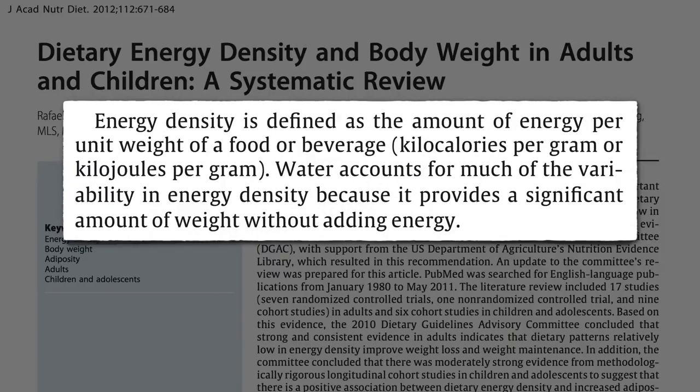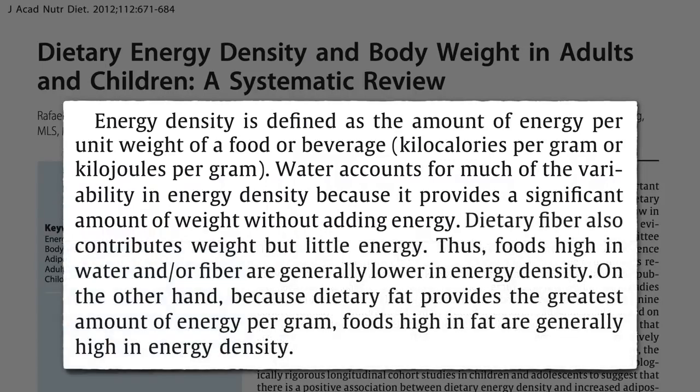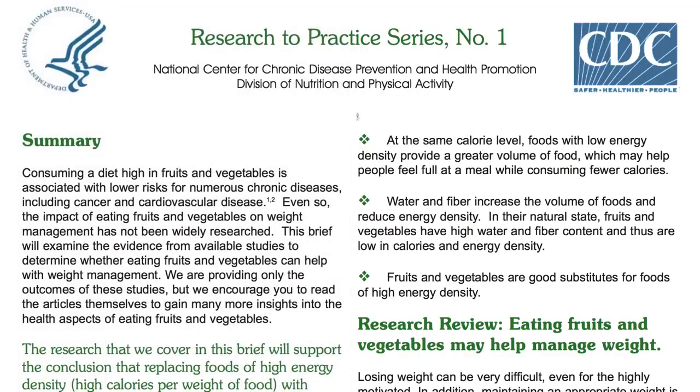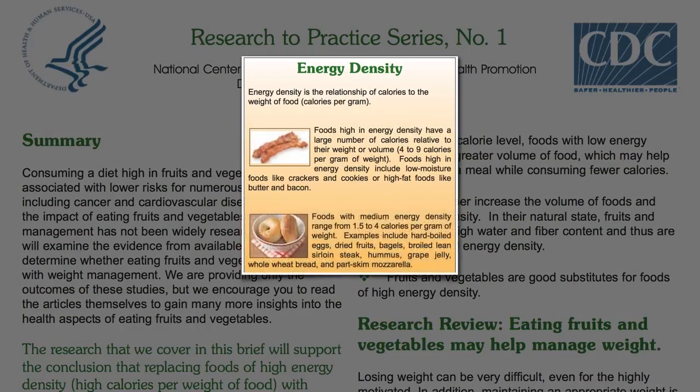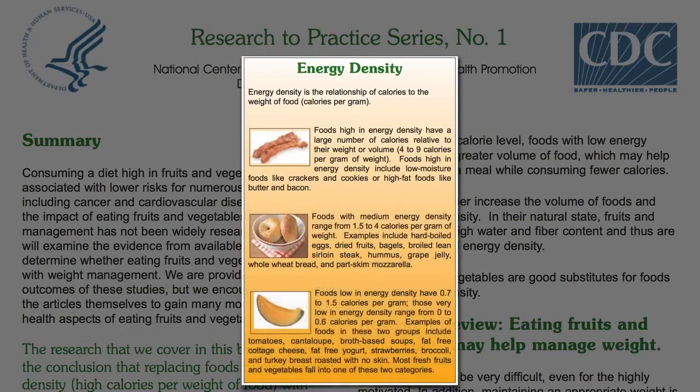Water, for example, provides a significant amount of weight without adding calories. Fiber, too. Thus, foods high in fiber and water are generally lower in energy density. On the other hand, because dietary fat provides the greatest amount of calories per weight, foods high in fat are generally high in energy density. The CDC offers some examples. High energy density foods are like bacon, lots of calories in a small package. A medium energy density food is like a bagel, and a low density food typified by fruits and vegetables.